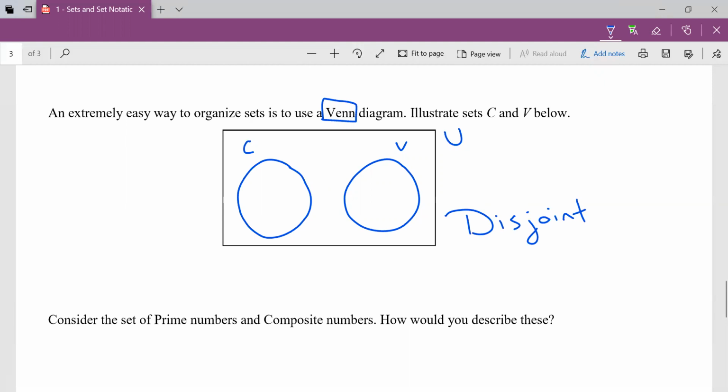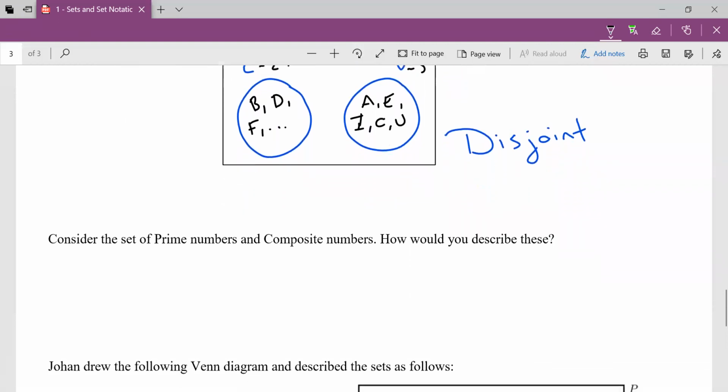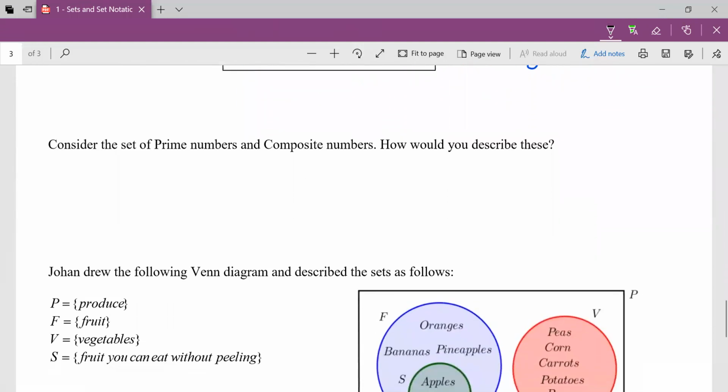A real easy way to start talking about the information we have here is to write C equals 21, because there's 21 consonants. V equals 5, there's 5 vowels. The universe is 26, right? And then I can start writing my elements in here if I wanted, like that. So a Venn diagram, again, is an easy way for us to organize our sets. There we go. That's pretty much all of our terminology for the entire unit.